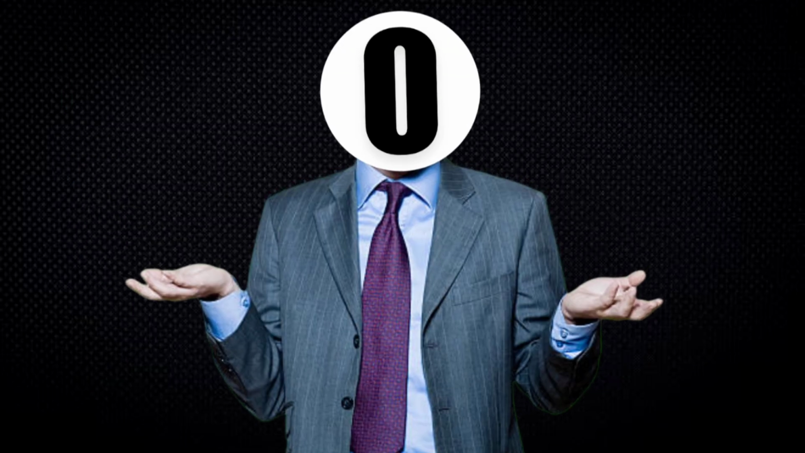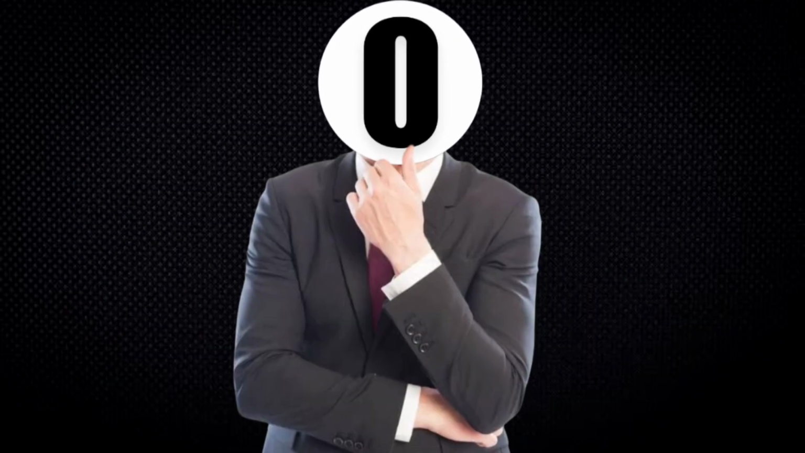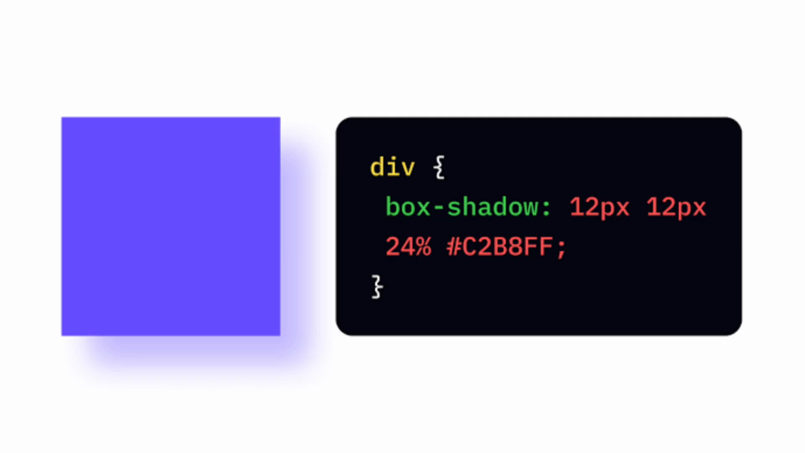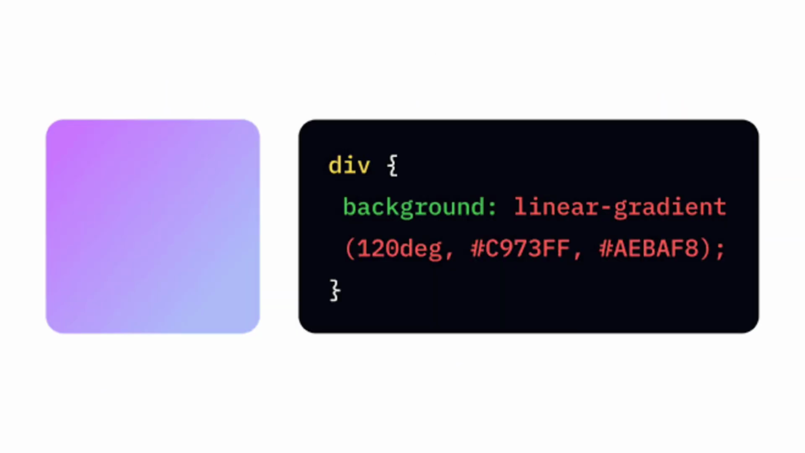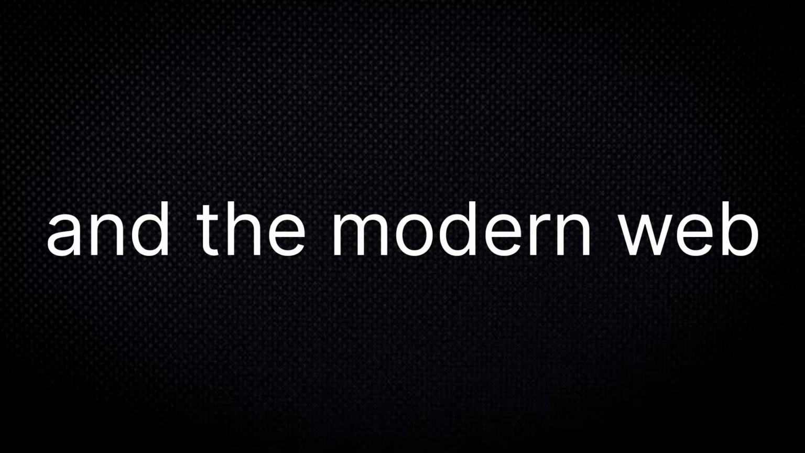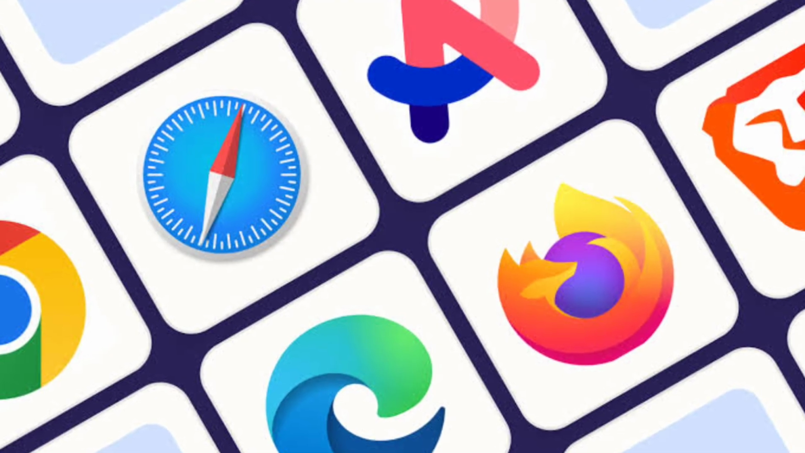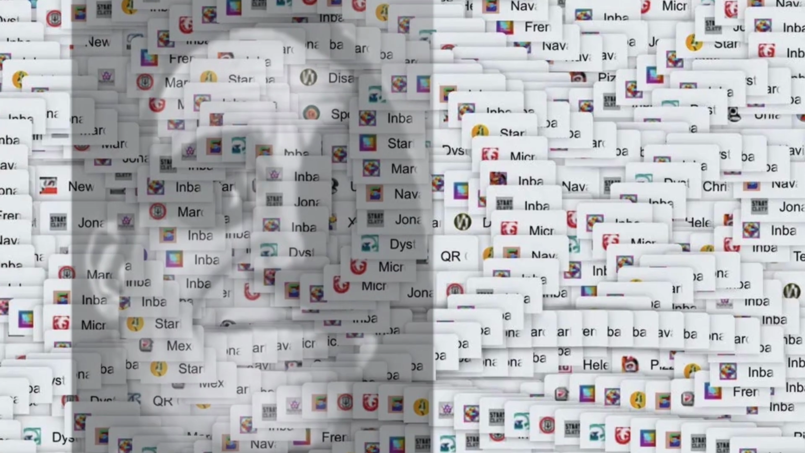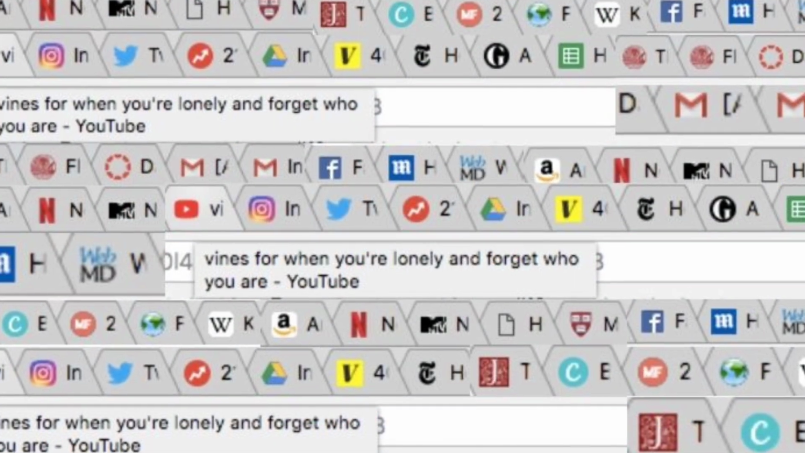CSS3 began to roll out as a collection of modular specifications, enabling advanced styling and interactivity. The rounded corners that pinch our eyes today on every damn site were introduced then. And not just that: shadows, transitions, animations, gradients, and finally, Flexbox to fix the tables problem. And the modern web was here. Browsers finally adapted to these new features, which meant you didn't have to have multiple browsers to access multiple sites.